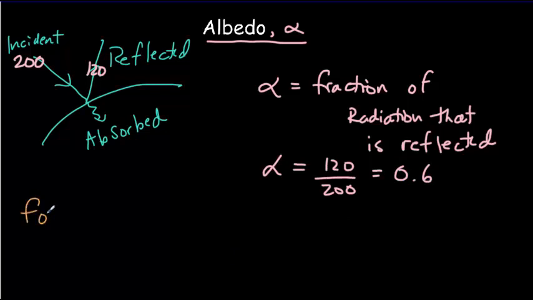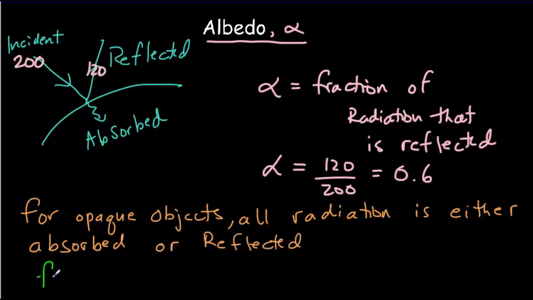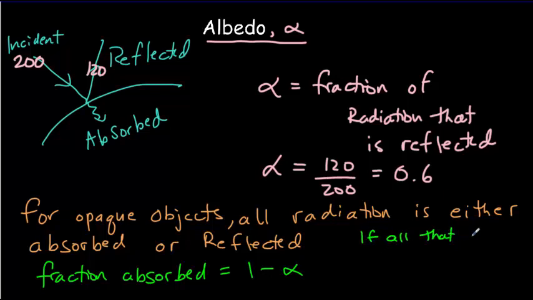Now for opaque objects, all radiation is either absorbed or reflected, which means that the fraction absorbed is equal to 1 minus the fraction that's reflected. And we can take that a little farther. If all that is absorbed is emitted, then we can say that the emissivity must equal 1 minus the albedo.